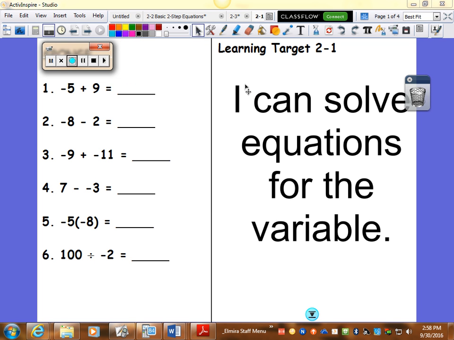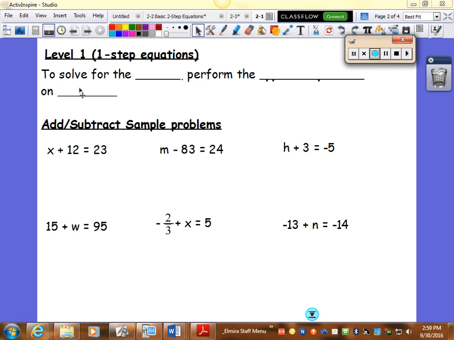Hello, this is the video, hopefully with audio this time, for 2-1, solving equations with one variable, or excuse me, one-step equations. Well, there's still one variable, yes. Okay, so one-step equations, we're going to look at just add subtracts ones first. Basically, to solve for the variable, you perform the opposite operation on both sides.